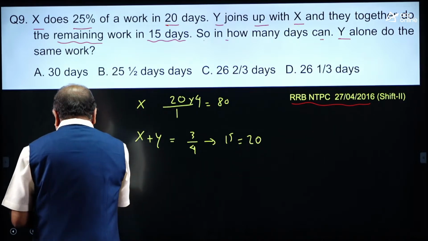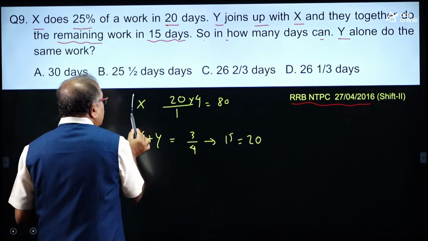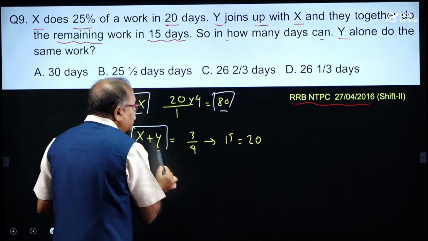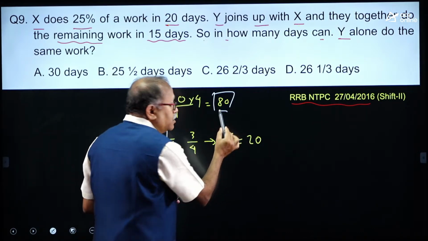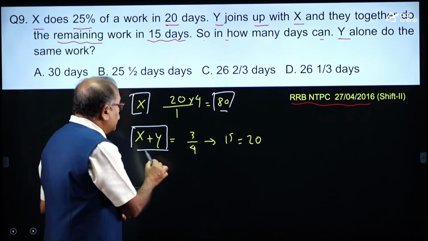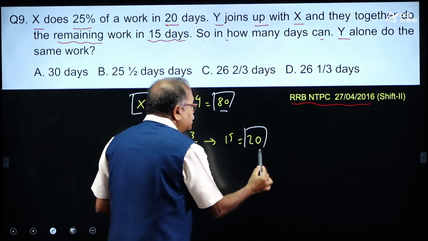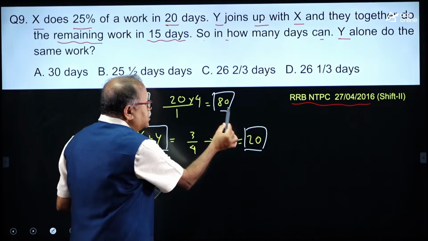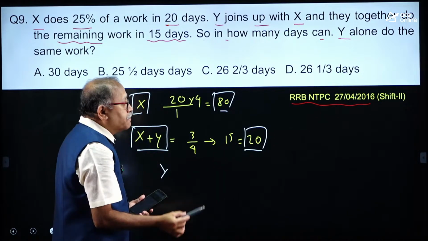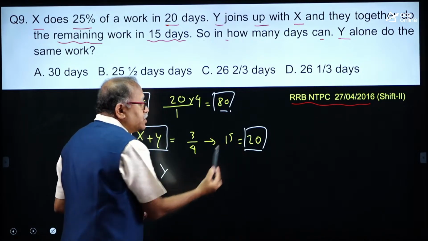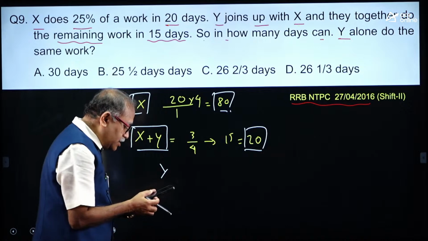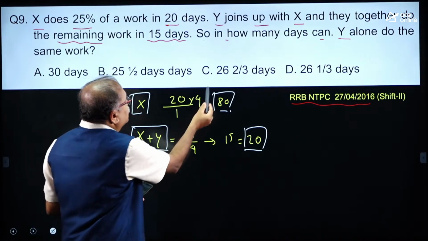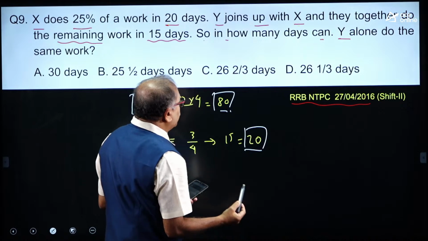So, by this time I know that X alone takes 80 days, and X plus Y take 20 days, then Y alone takes how many days? So, 80 into 20 by 80 minus 20. Has anyone answered it? Option C, that is 26 2 by 3.